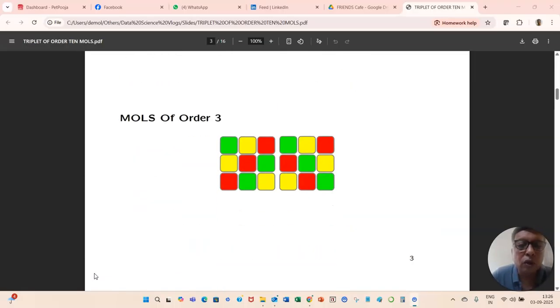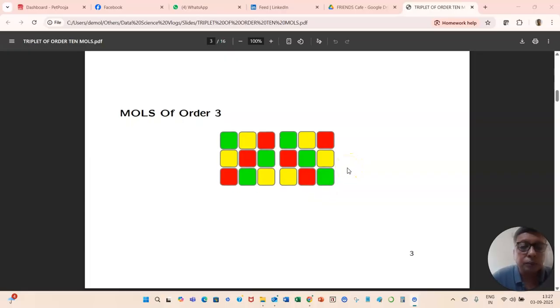So this is a mutually orthogonal Latin square or a Greco-Latin square of order 3. Both are 3 by 3 Latin squares. There is no duplicate in any row or in any column in any color. And if I superimpose the first Latin square on the second, we get all the 9 pairs, all the n square pairs. Green-green, yellow-yellow, red-red, yellow-red, red-green, green-yellow, red-yellow, green-red, yellow-green. So all 9 pairs are there. That's why they are called mutually orthogonal.